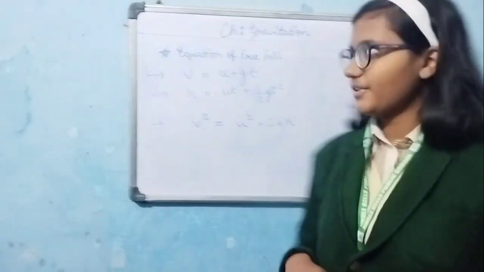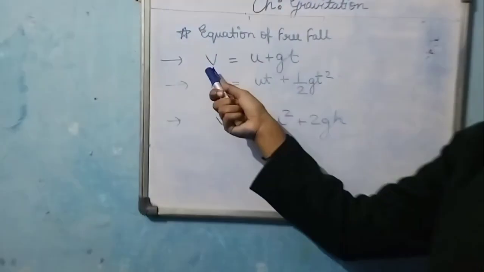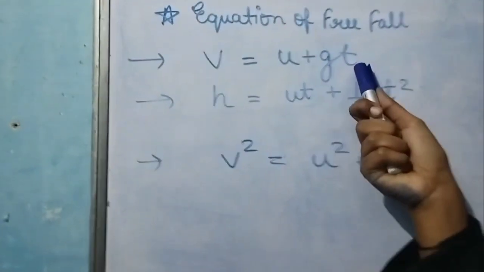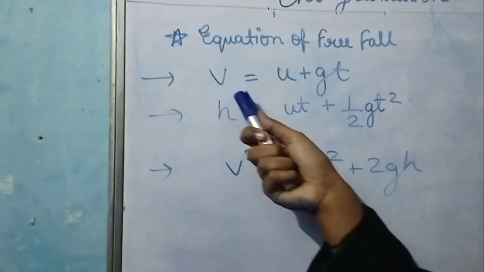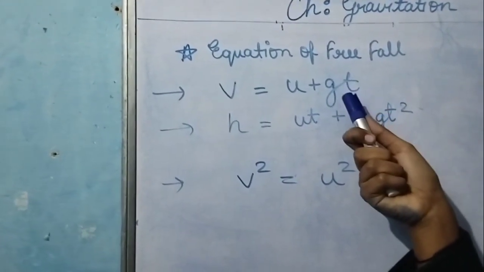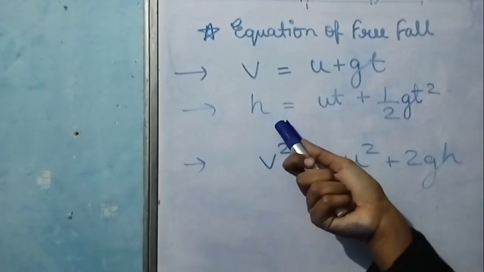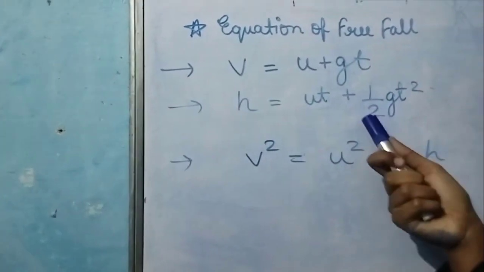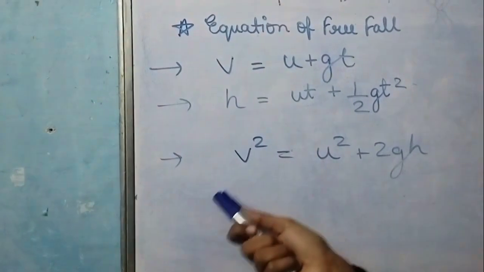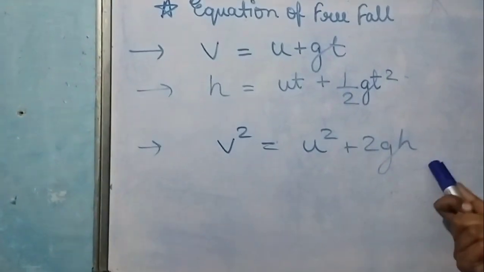The last topic for today is equations of free fall. The first equation is v is equal to u plus g t, that is, final velocity is equal to initial velocity plus acceleration due to gravity into time. The second is h, that is height, is equal to u t plus half g t square. The third is v square is equal to u square plus 2 g h.